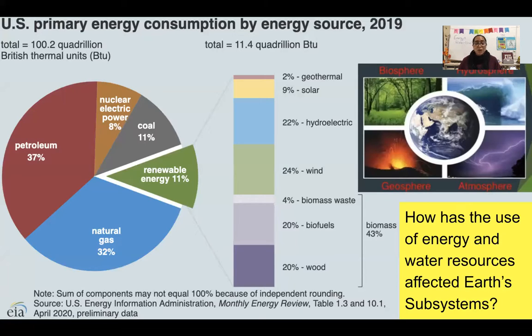And here's our last slide. It's just a quick little overview of where the US gets most of its energy from. And I have a quick little reflection question for you guys, and that is, how has the use of energy and water resources affected Earth's subsystems? So reflect upon what you learned in the PowerPoint and see if you can answer that question again. I know this was just a brief introduction, but the other teachers will go into further detail about some of these later on. So I'm going to go ahead and stop our screen share, and that's all I have for you guys on energy and water use and how it affects the Earth subsystems.